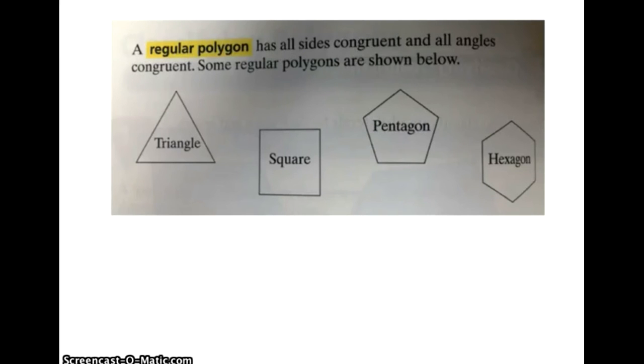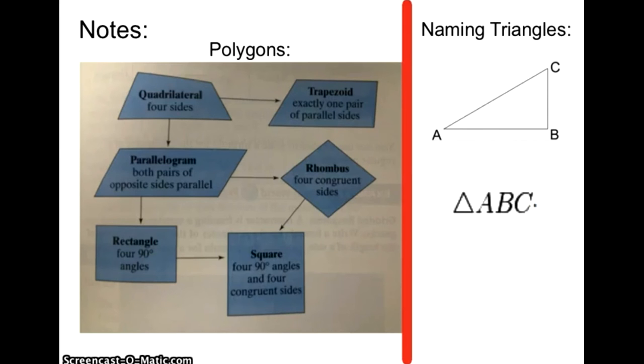A regular polygon has all sides congruent and all angles congruent. Some regular polygons are shown on the screen: a triangle, a square, a pentagon, a hexagon. There are others, but those are the 4 major regular polygons that you're going to see. On your notes page, you need to draw this diagram. It's going to be very important.